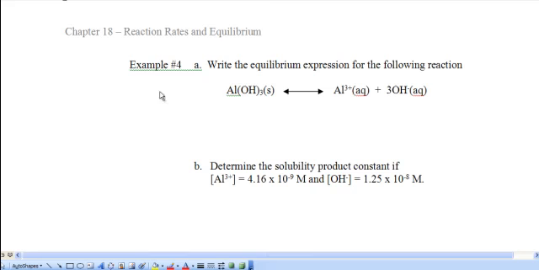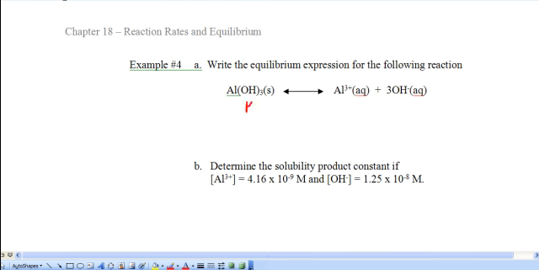And we're back to wrap up 18-3. Here we're going to take a look at example number 4. Hopefully you've tried this on your own. Let's go ahead and go over that. It says to write the equilibrium expression for the following reaction. It gives us the solubility, or the dissolving, of aluminum hydroxide.